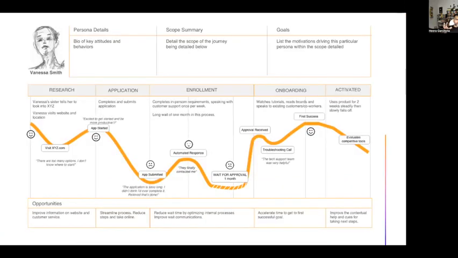So finally, it will look something like this. You have the details of the customer, the scope, the goals that you want to get out of this, what insights you want to derive. And then you have the stages, and you'll map the experience.